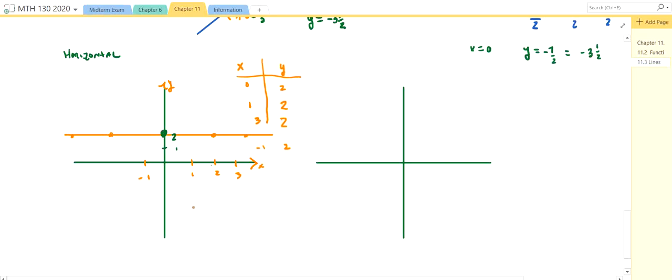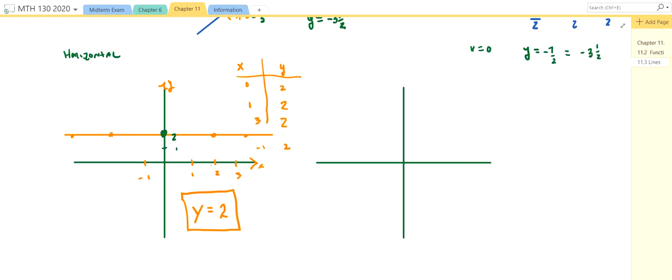So how do we represent that? Represent that by writing y equals 2. That's the equation for a horizontal line. Y equals some constant value. I don't know why I got 3 in my head, but y equals 2. It's a constant value. So that's a horizontal line.